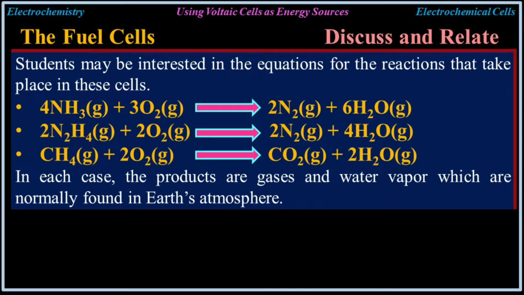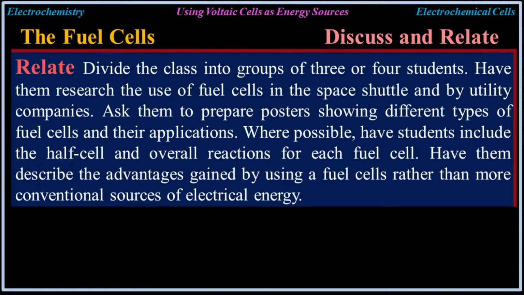Students may be interested in the equations for the reactions that take place in these cells. For instance, for ammonia, 4 moles of ammonia plus 3 moles of oxygen yields 2 moles of nitrogen and 6 moles of water. For hydrazine, 1 mole of hydrazine plus 1 mole of oxygen yields 1 mole of nitrogen plus 2 moles of water. 1 mole of methane and 2 moles of oxygen yield 1 mole of carbon dioxide and 2 moles of water. In each case, the products are gases and water vapor, which are normally found in Earth's atmosphere.